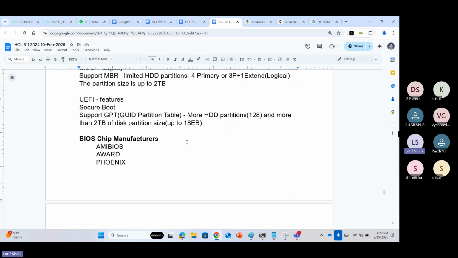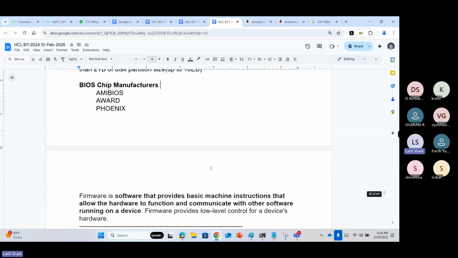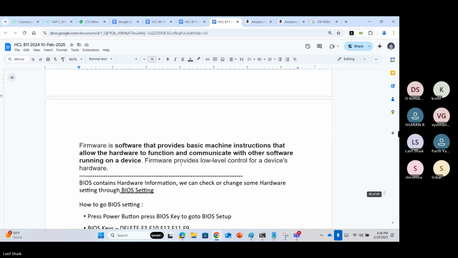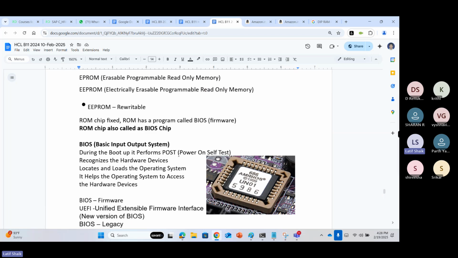There are different BIOS manufacturers also. For example, AMI BIOS, American Megatrends Inc., and Phoenix BIOS also. This is AMI BIOS. Okay, guys, do you understand what is ROM and BIOS? Yes, sir. Okay. So BIOS means it's a firmware. It's like a software or a program which is inside your ROM chip.